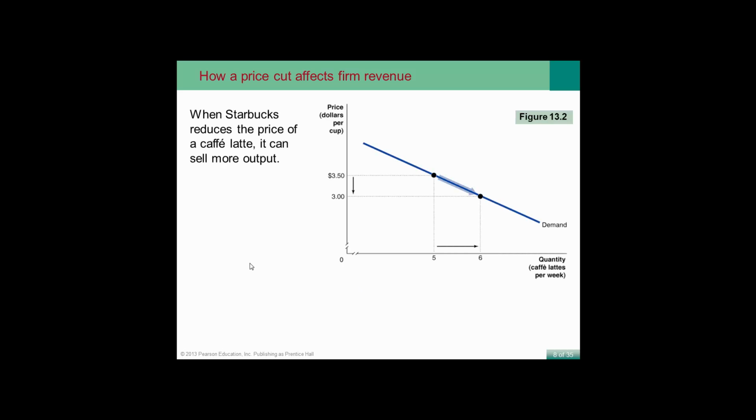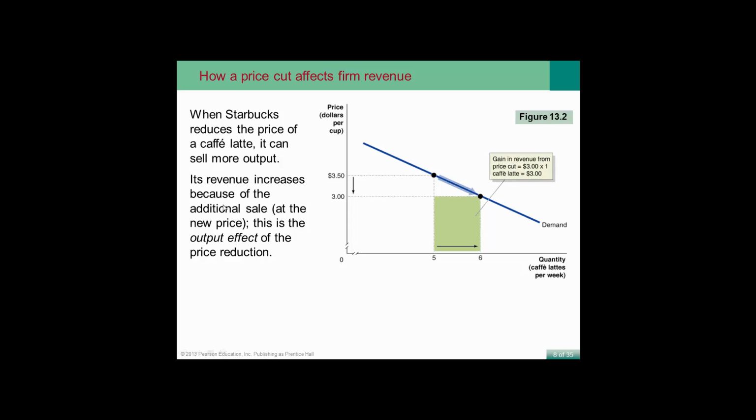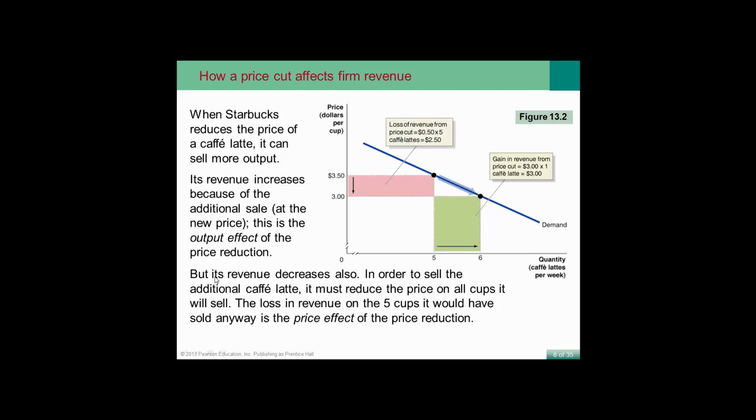When Starbucks reduces its price, it can sell more, going from 5 to 6 lattes, with the price falling from $3.50 to $3. Its revenue increases because of the additional sale. This is the output effect of the price reduction. But its revenue also decreases. In order to sell the additional latte, it must reduce the price on all cups it's willing to sell. The loss in revenue on the 5 cups that would have been sold anyway is the price effect.